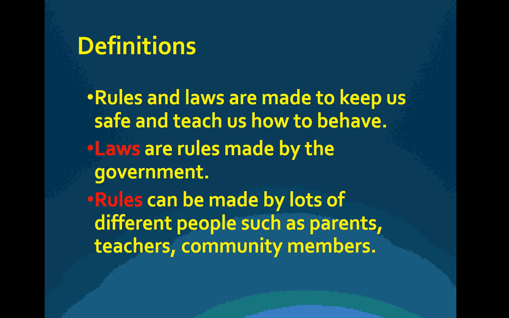So community members can also make rules. If they are on a town council or on an RM council, they might have rules about where dogs are allowed, or they might have rules about where people can camp. There's so many different places that we can have rules, and a rule that is made by a government is called a law. So take some time, pause this part of the video, and make sure you have this important information written on your handout.